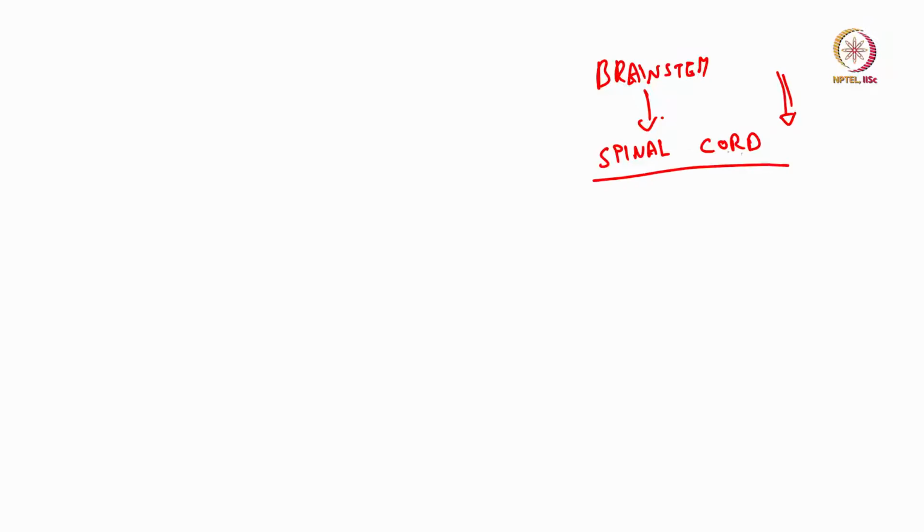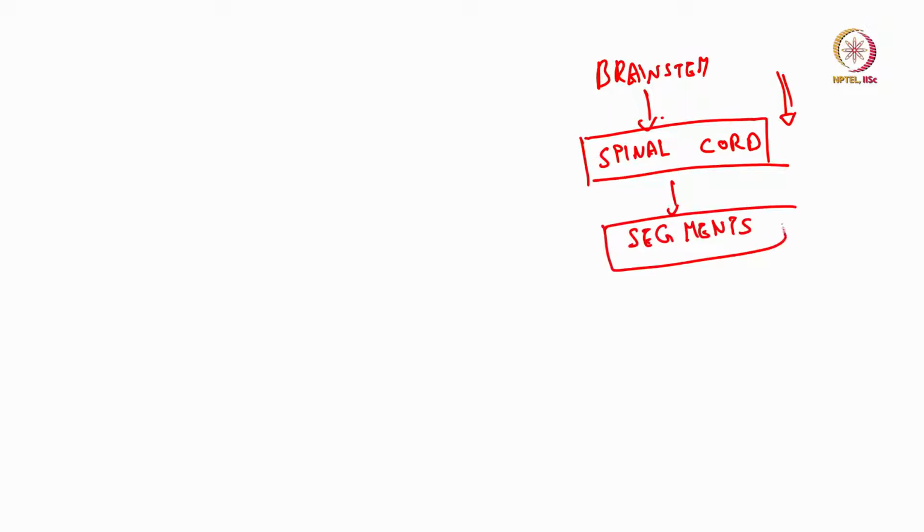Now, the spinal cord in turn is divided into something called segments. The notion of a segment is that each segment provides a spinal nerve. We are bilaterally symmetrical, so there are two spinal nerves on two sides, and each segment does some particular function. If you remember my earlier discussion during the skull, I had told you the difference between spinal nerves vis-a-vis cranial nerves.